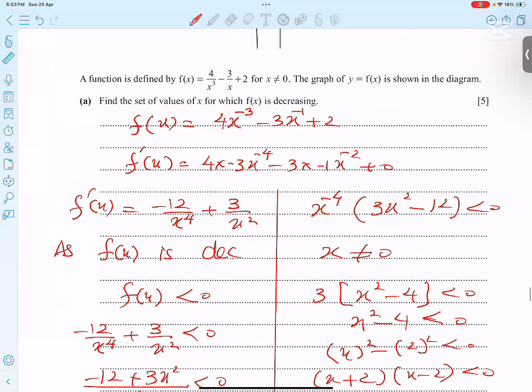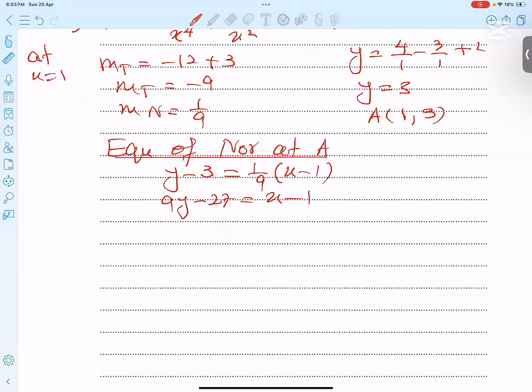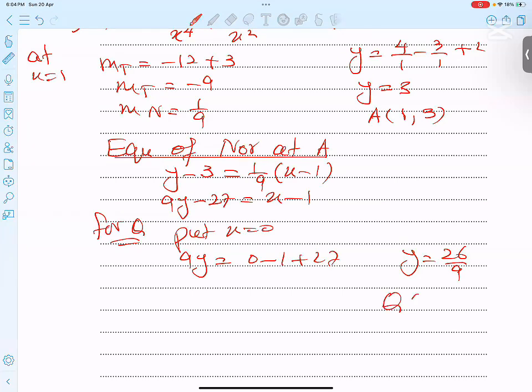So how do we get Q? For Q, I will plug in x equals 0. When I plug in x equal to 0, we get 0 minus 1 and plus 27. So the y coordinate is 26 divided by 9, and my answer is 26 by 9. It means I got the y coordinate. So the Q coordinate is x equals 0, y equals 26 over 9.